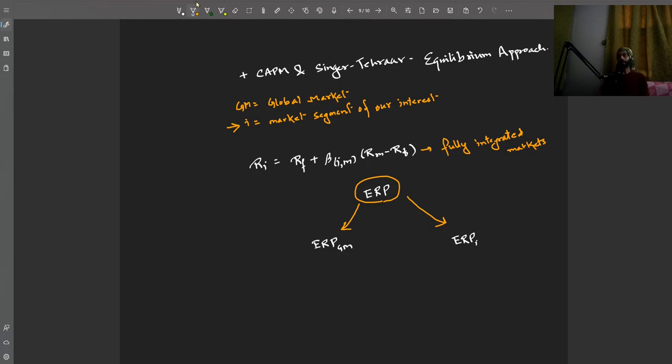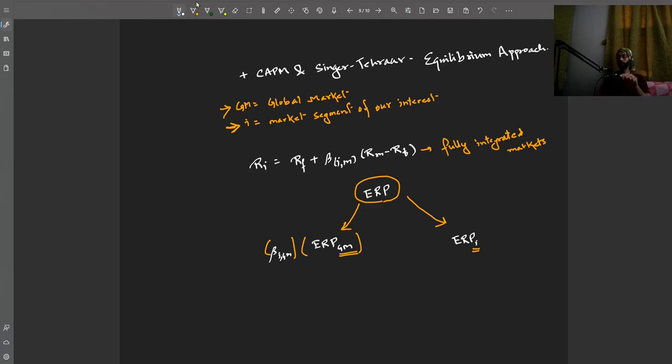Now that is given by suffix I. The micro market of our interest is suffix I and the global market is GM. The equity risk premium of the global markets is given by ERP-GM. Now you have done this bifurcation. What is the next thing to do? The next thing is you incorporate the betas just like you did in the CAPM. So you multiply the risk premium of the global markets with the beta of the micro market of your interest with respect to the global markets, so beta of I with respect to GM.